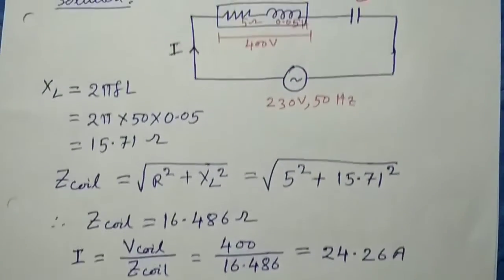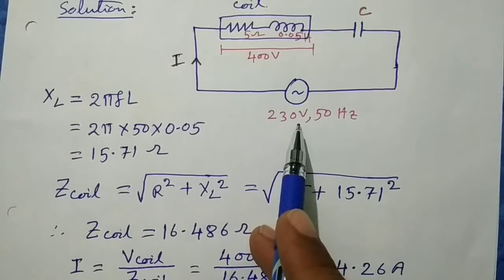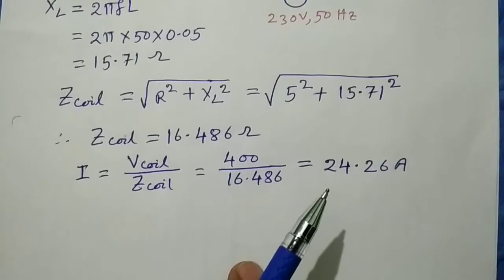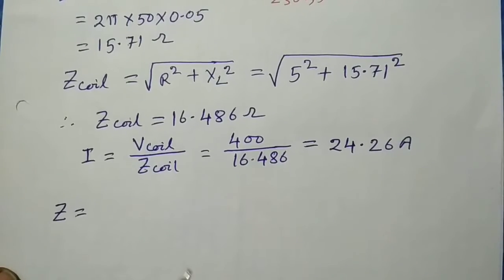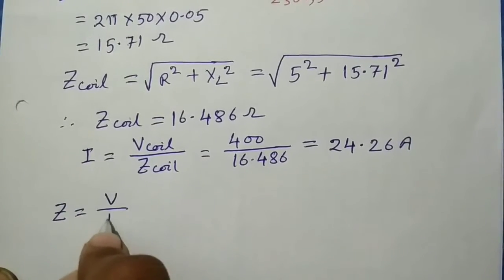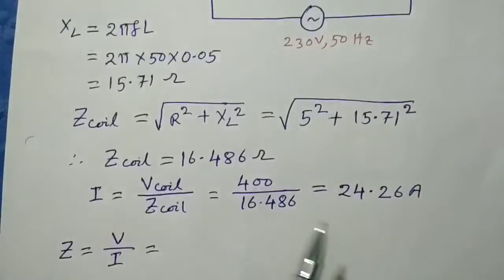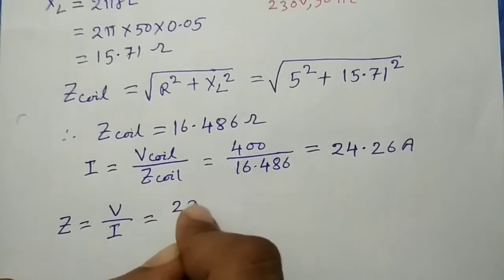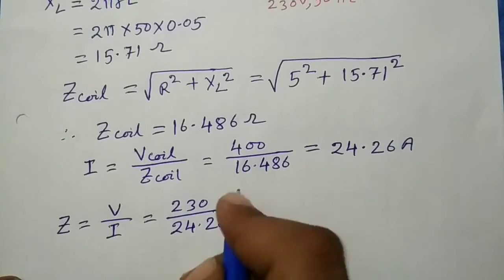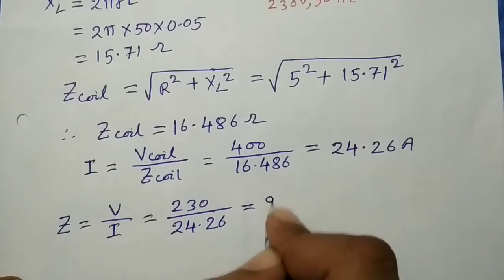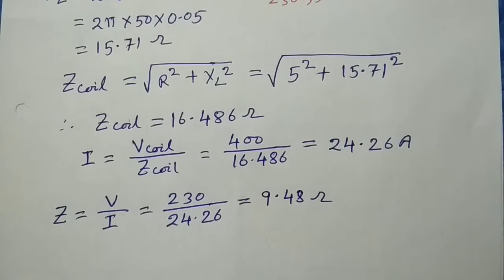Now, as we know the value of the circuit current and the supply voltage is also given in the question, therefore now we can find the total impedance of the circuit, that is Z, and it will be the supply voltage upon the circuit current. Here the supply voltage is 230, so it will be 230 upon 24.26. So the impedance of the circuit will be 9.48 ohms. This is the impedance of the whole circuit.